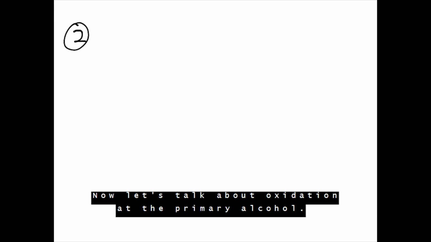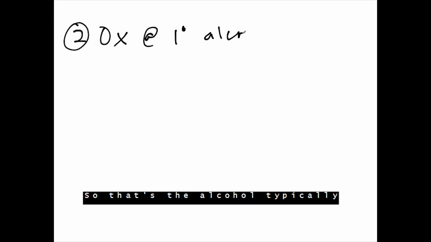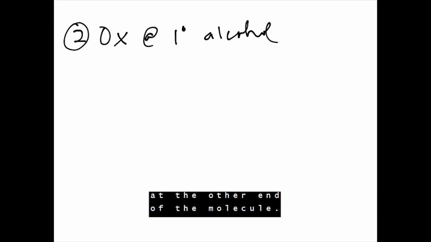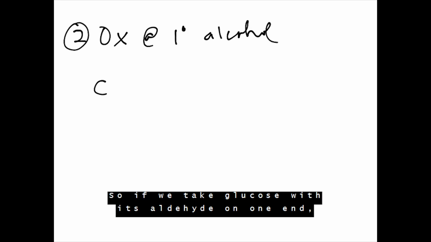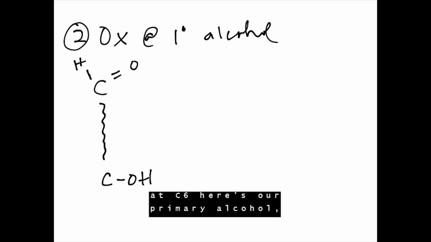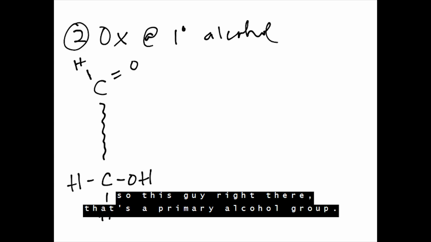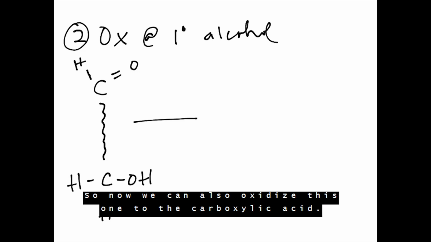Now let's talk about oxidation at the primary alcohol. That's the alcohol, typically at the other end of the molecule. So if we take glucose with its aldehyde on one end, then I'll just skip all of these chiral carbons in the middle. At C6, here's our primary alcohol. So this guy right there, that's a primary alcohol group. Now we can also oxidize this one to the carboxylic acid.